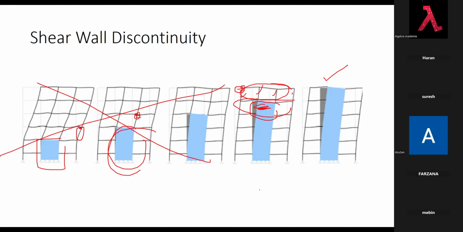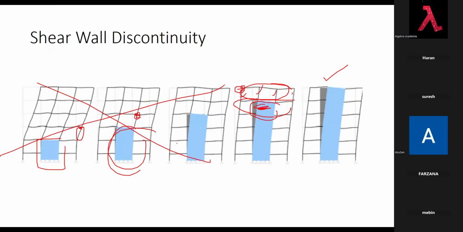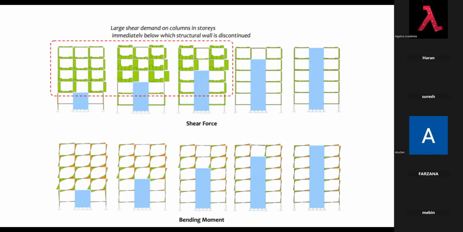I guess everybody knows this part. Even if you know, I'm just going through the basics. So now, why is this shear wall not good? Let's see. This is the shear demand, and this is your shear. If you use the shear wall here, all the story shear force will be taken by this shear wall, but in the story above, the shear demand is high.